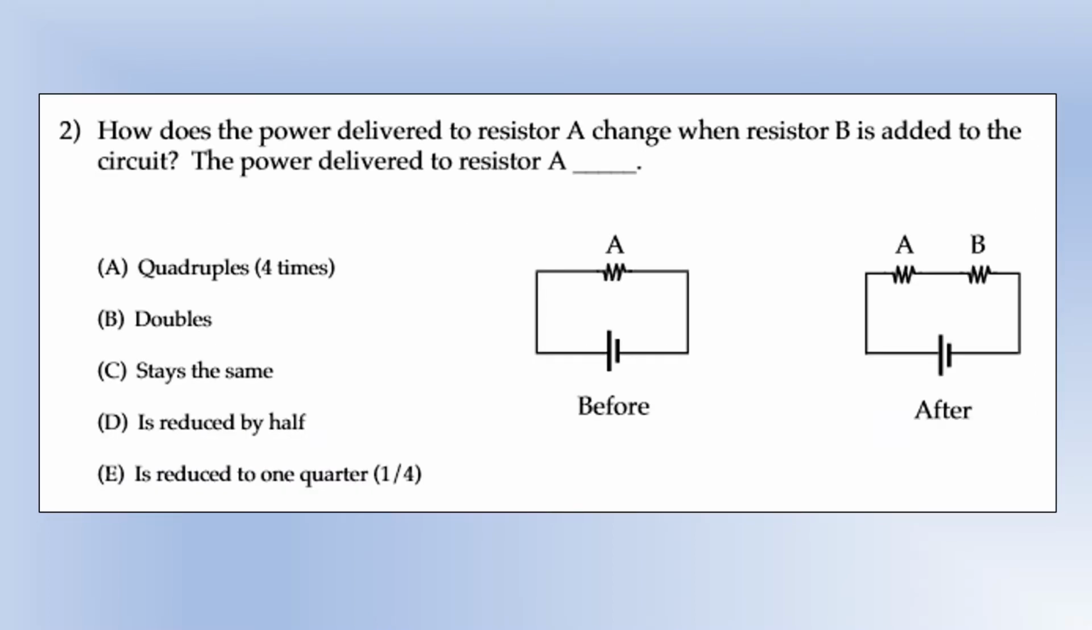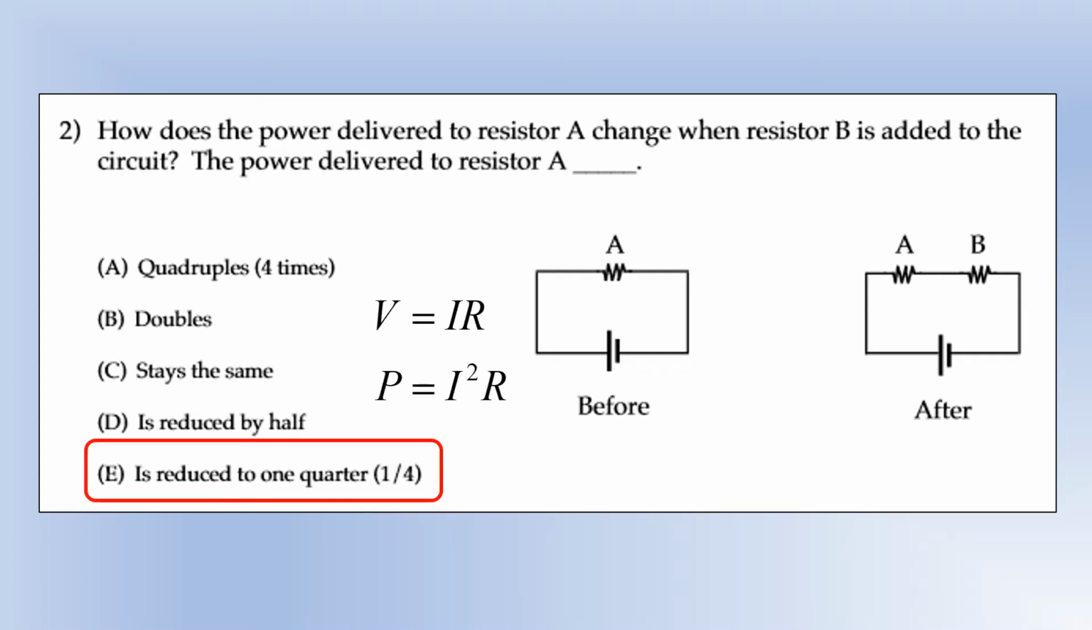Okay, so how does the power delivered to resistor A change when resistor B is added to the circuit? So have a look through the 5 options, decide which one you want to go for, then we'll take a look at the answer. Okay, so the correct answer is that it is reduced to 1/4.